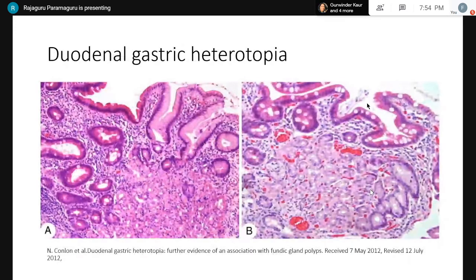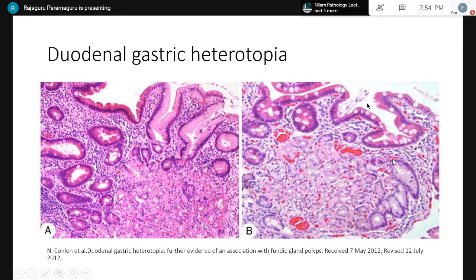Then going on to the polyps which are seen in the small bowel, the first will be the duodenal gastric heterotopia. They might appear as a polypoidal lesion on endoscopy or just like an elevated lesion. Usually they are seen in the D1 part of the duodenum, where you see here the foveolar epithelium is seen with the oxyntic type of glands in the lamina propria.